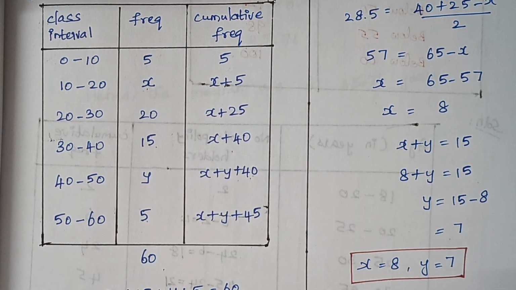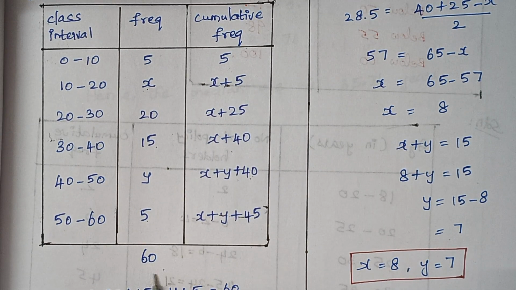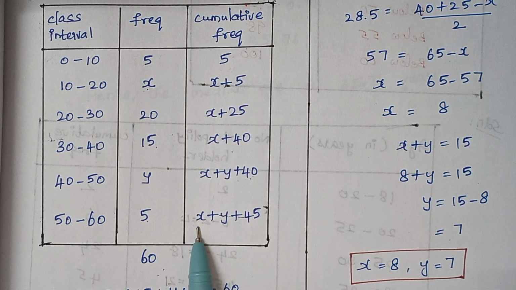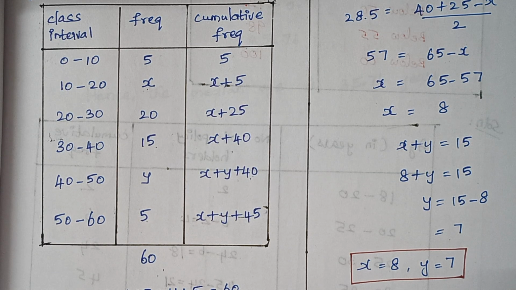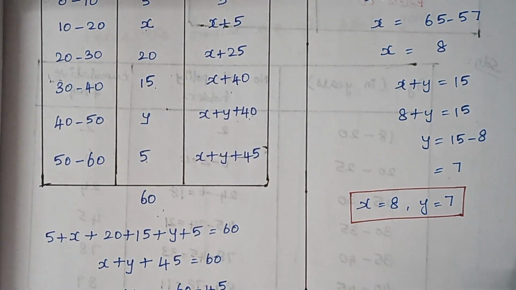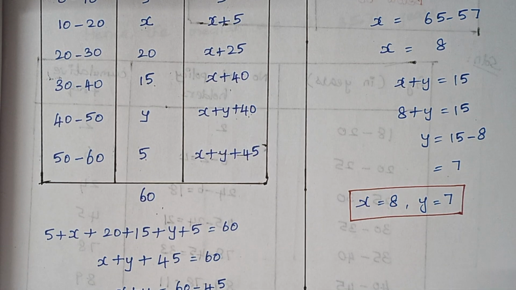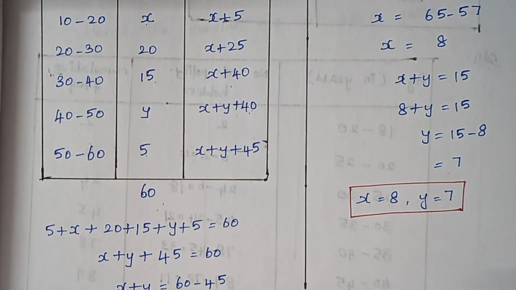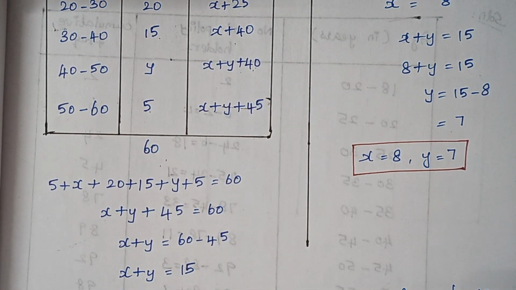Now here the total value of frequency is given as 60. That is this term is equal to 60. So x plus y plus 45 makes 60 here. So x plus y plus 45 is equal to 60. So when you move this 45 to the right hand side, this becomes x plus y is equal to 15.